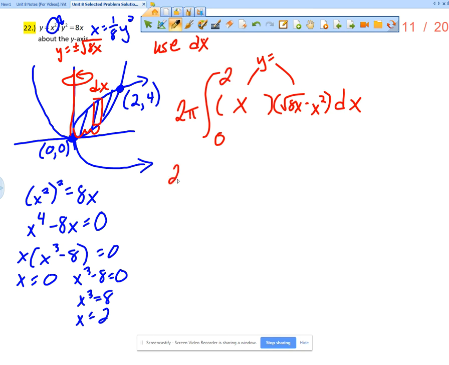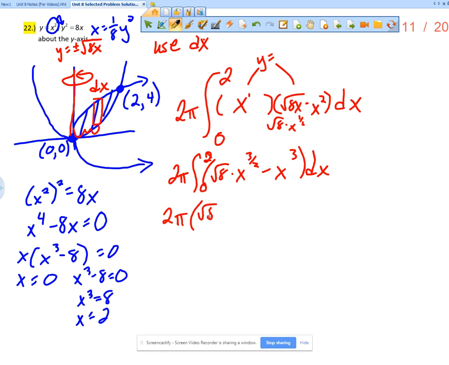Now let's simplify a little bit. 2 pi times the integral from 0 to 2 of, so this root 8x is really the square root of 8 times the square root of x, or x to the 1/2. I'm going to distribute the x, so I get the square root of 8 times x to the first times x to the 1/2, which becomes x to the 3/2, minus x cubed, and then we integrate with respect to x. So 2 pi integral, I have root 8 times x to the 5/2 divided by 5/2, which is like multiplying by 2/5, and then minus x to the 4th over 4. We evaluate from 0 to 2.